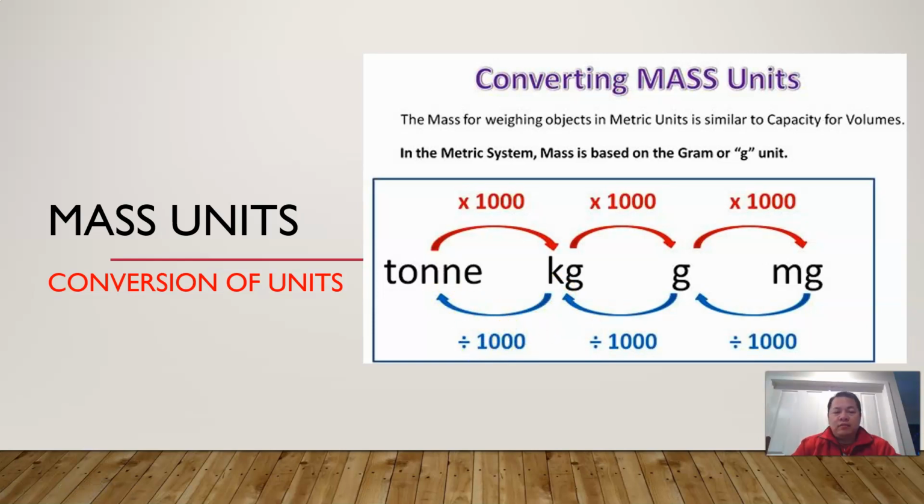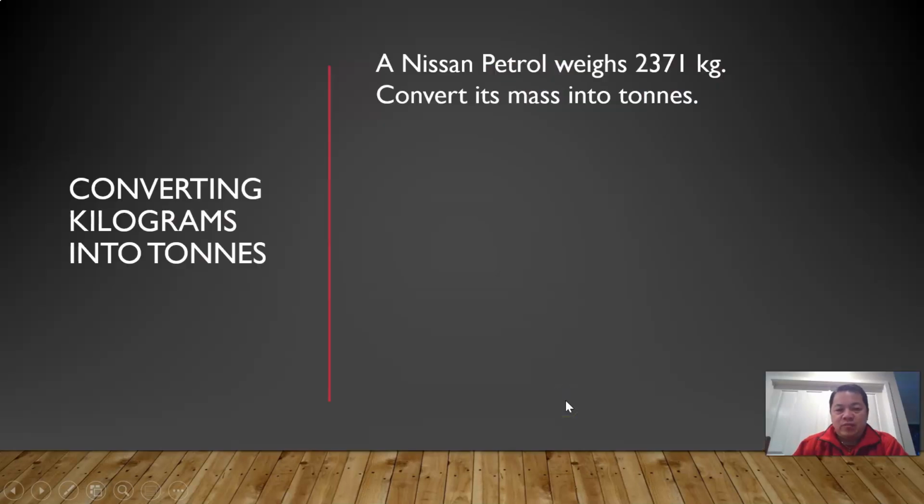So you got to understand, when you need to convert, whether it's from a bigger unit to a smaller unit or a smaller unit to a bigger unit. From a bigger unit to a smaller unit, you have to times 1,000, and from a smaller unit to a bigger unit, you have to divide by 1,000. Okay, let's move on. So how do we convert kilograms into tons?